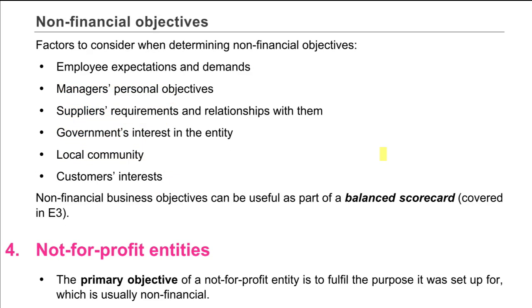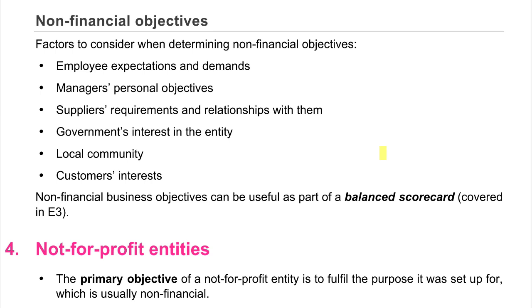And like we said earlier, these will be underpinned by non-financial objectives, which include things like customer satisfaction, employee satisfaction and expectations, management's personal objectives, what the government, society, local community want from the organisation. And we're broadening out there into something known as the balanced scorecard, which is an E3 topic, which is focusing on forward-looking non-financial performance indicators.